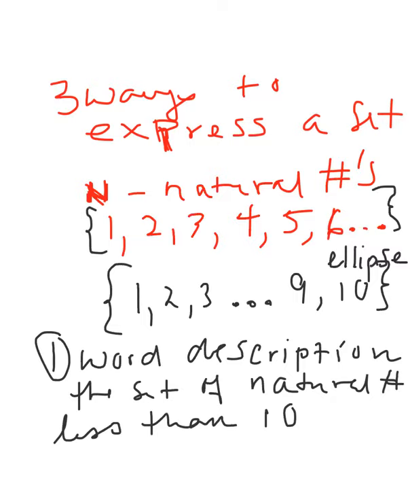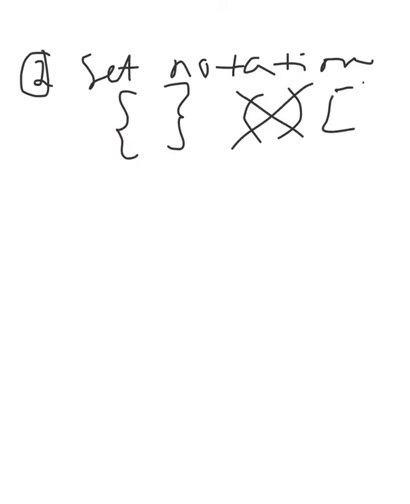Next, number 2, set notation. Set notation is simply the braces, just the braces around the numbers. By the way, you cannot use the parentheses. No, no, no. You cannot use the square brackets to indicate set notation. You can only use the braces to indicate set notation.